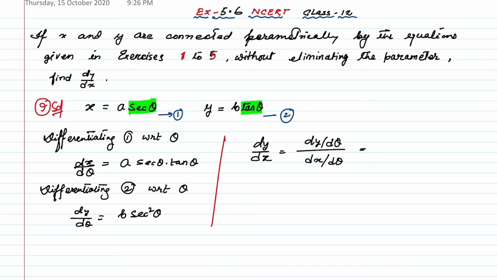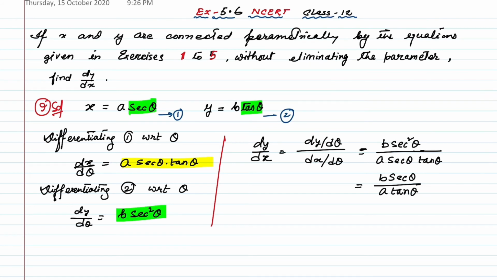If you substitute the values of dy by d theta and dx by d theta, dy by d theta is b sec square theta, and dx by d theta is a sec theta tan theta. So after cancelling and simplifying, we will get b sec theta by a tan theta.